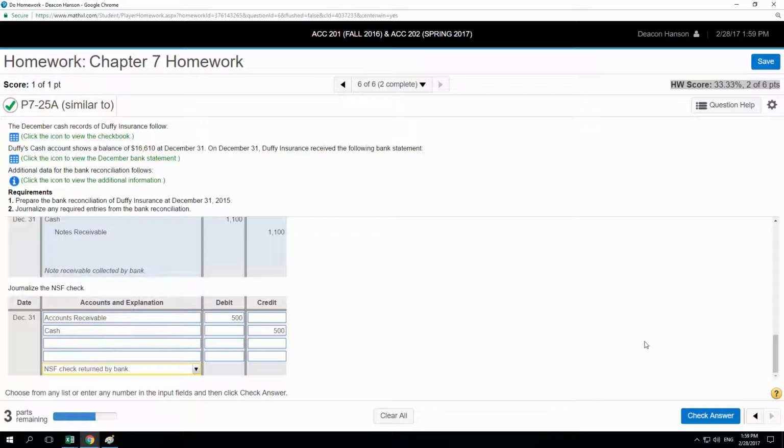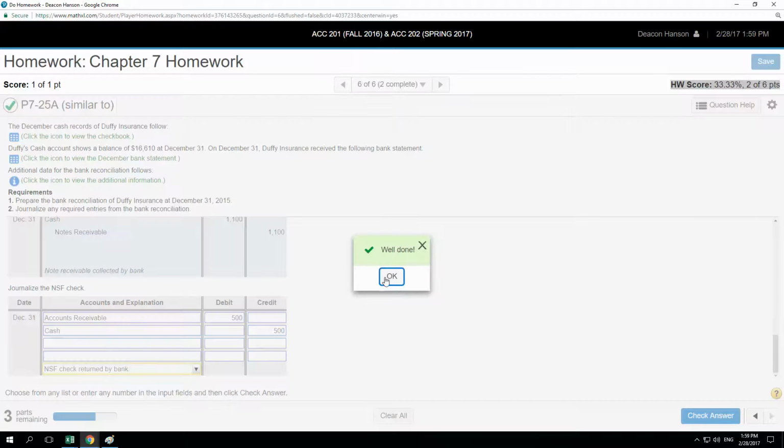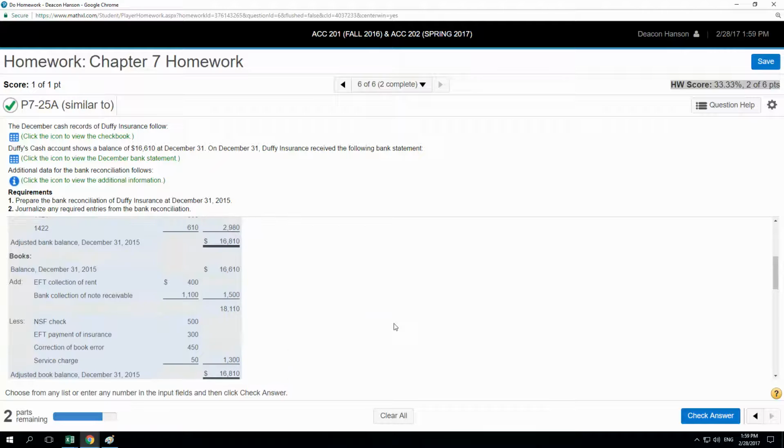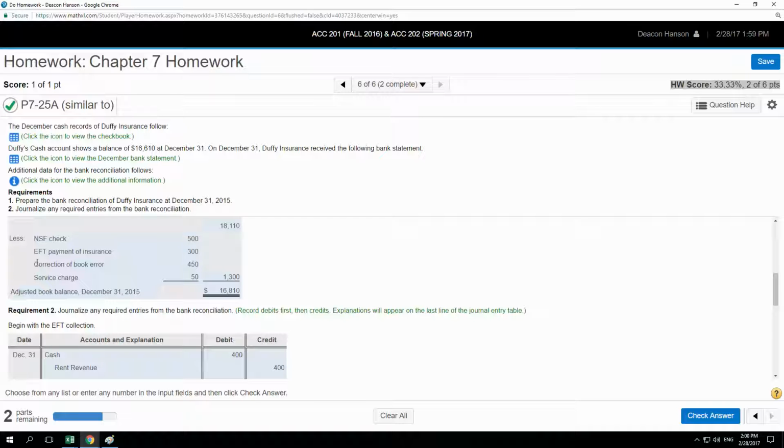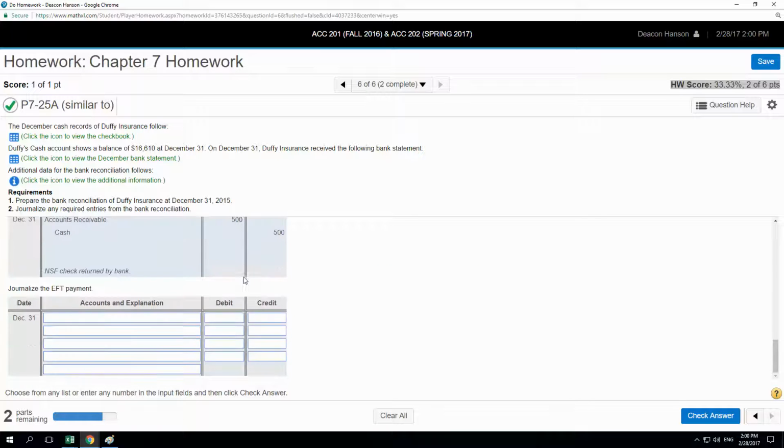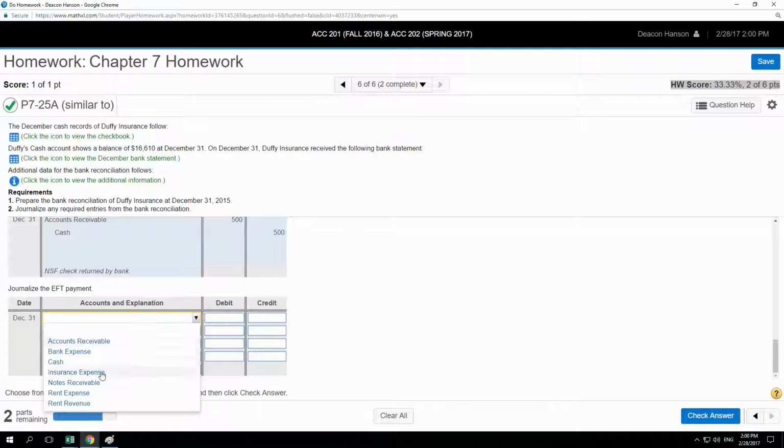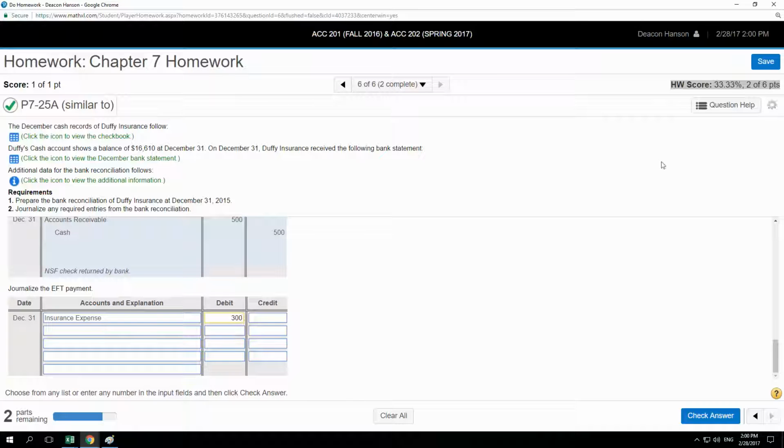The one before that, where you get to 1,100. I'm getting all my numbers right from my bank statement reconciliation. So right here, you can see the highlight. Does the highlight come through? The blue? Yeah, okay. So I'm going right down the list. We made a payment. So we paid 300 for insurance. I will debit insurance expense 300 and credit cash 300.